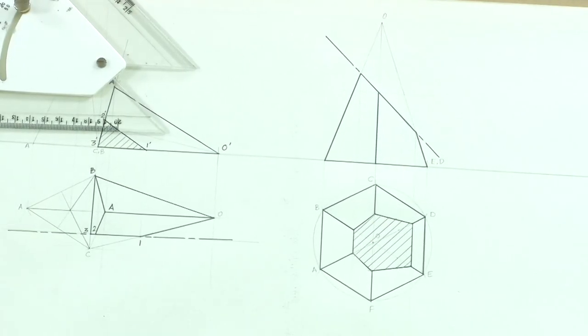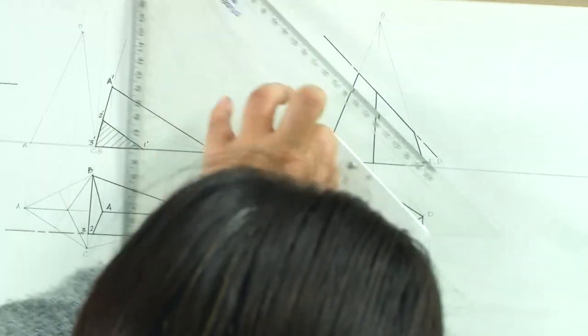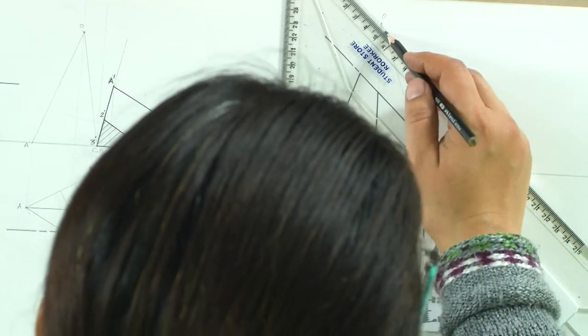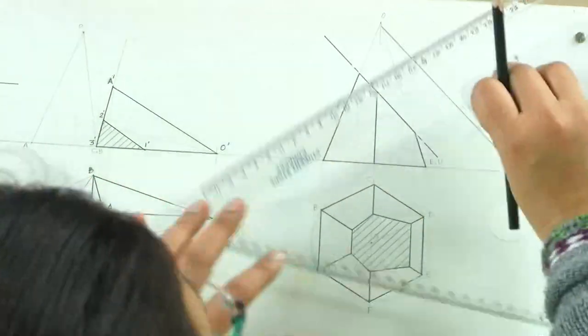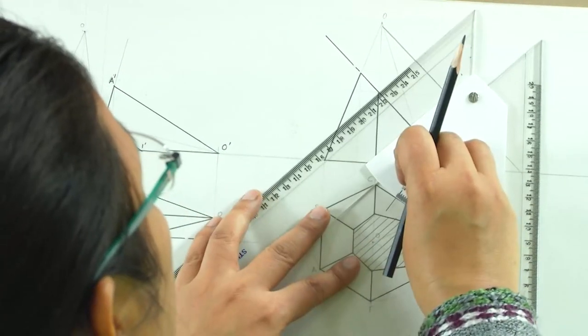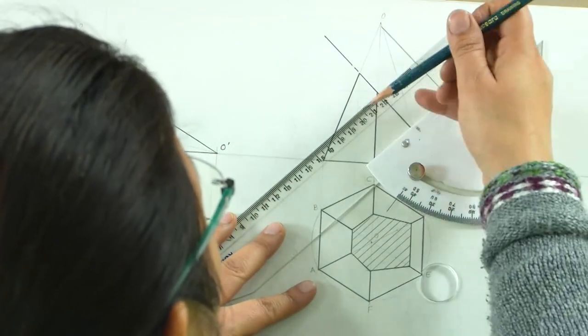Now, we have to arrive at the true shape of the section. As I said, we are going to get the true shape of the section on an auxiliary plane which is parallel to this. So, we will be getting the projections onto this auxiliary plane.